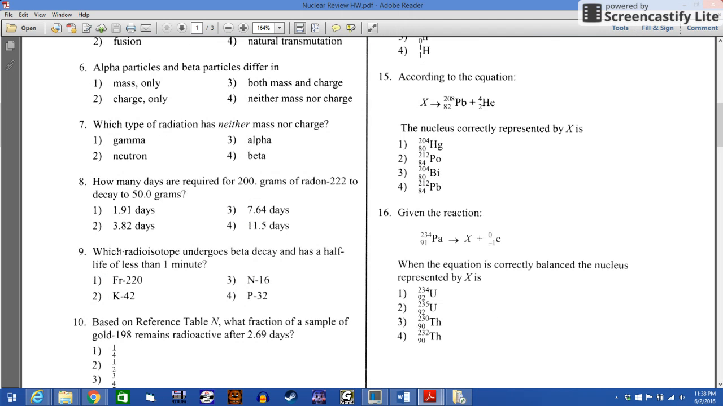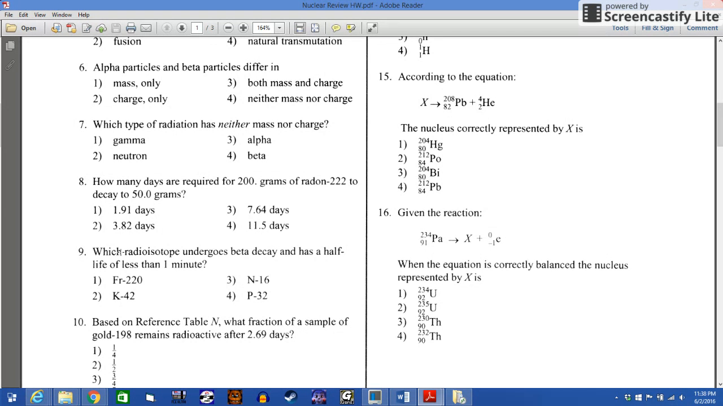Number 6, kind of a generic question. Alpha particles and beta particles differ in a few ways. Alpha particles are positively charged and they weigh 4. Beta particles are essentially electrons. They are negatively charged and have no mass. So they differ in both mass and charge. That's choice 3.